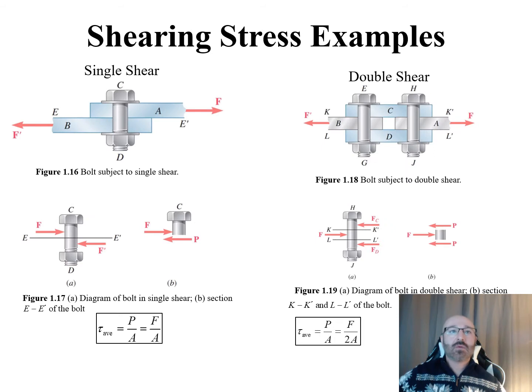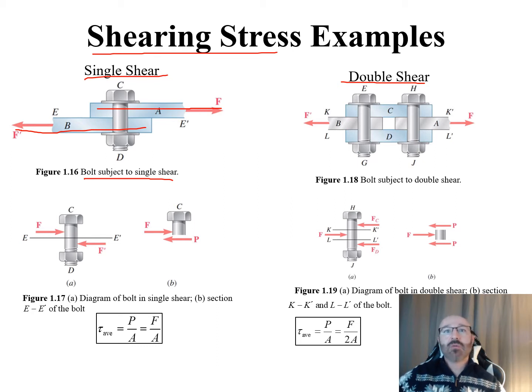So on this slide, we're going to show a couple different examples of shearing stress. Let's take a look at single shear and double shear. We can see an example on the left-hand side. This is a bolt subjected to single shear. You have this member and the force heading off to the right. We have our F prime force from this member over here, and this puts this bolt in a single shear like that.